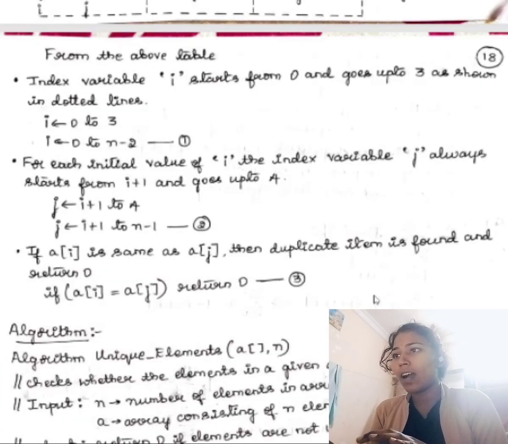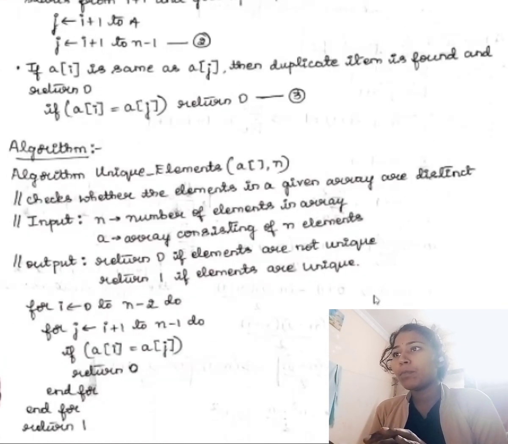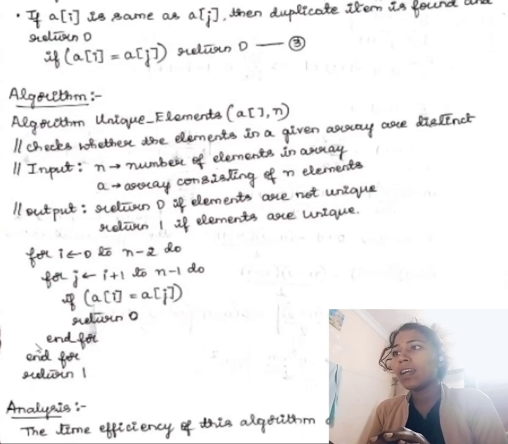This is the algorithm: UniqueElements(A, n). The input is n, the number of elements in the array. A means the array consists of n elements. As output, it returns 0 if the elements are not unique, and returns 1 if the elements are unique.